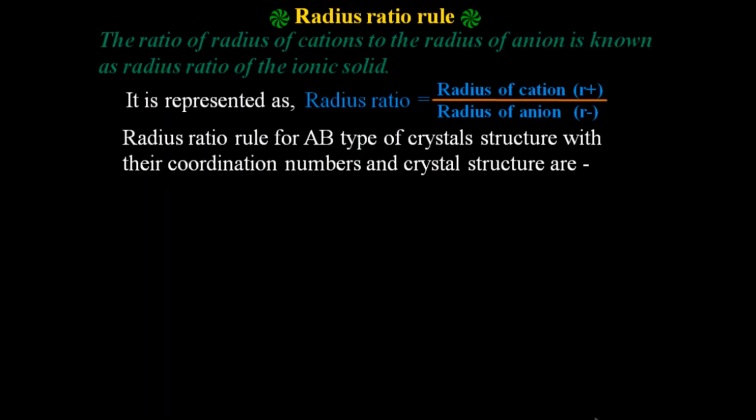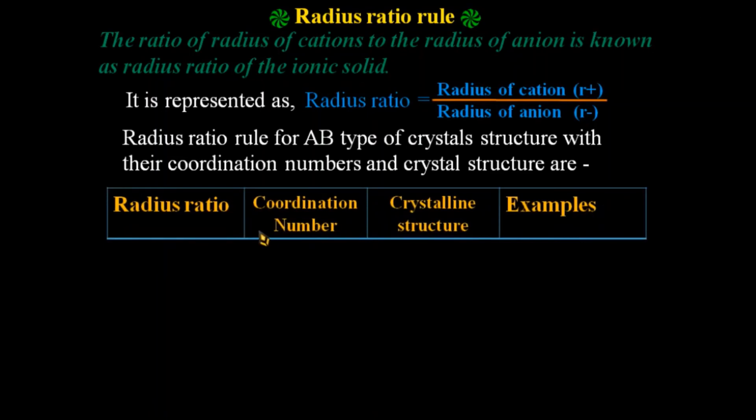Greater the radius ratio, greater is the coordination number of a cation. From the radius ratio, the geometry of the unit cell depends upon the coordination number of a cation and anion. That means here, from the radius ratio, we determine the geometry of the compound also. Here, the radius ratio rule for every type of crystal structure with their coordination number and crystal structures is discussed. Here, a table is there, with the radius ratio, coordination number, crystalline structure, and the examples.